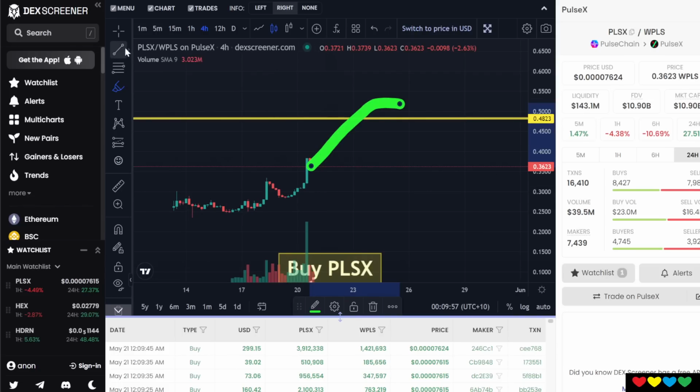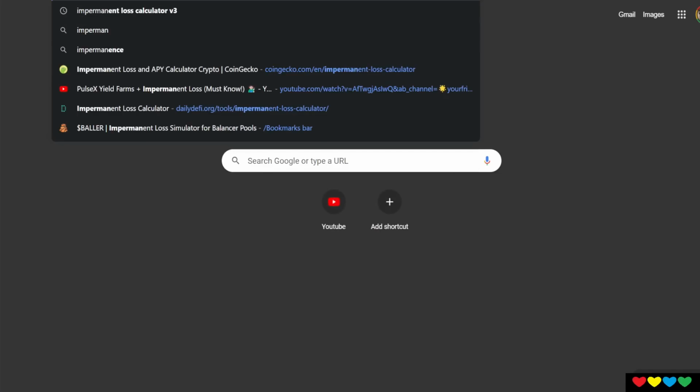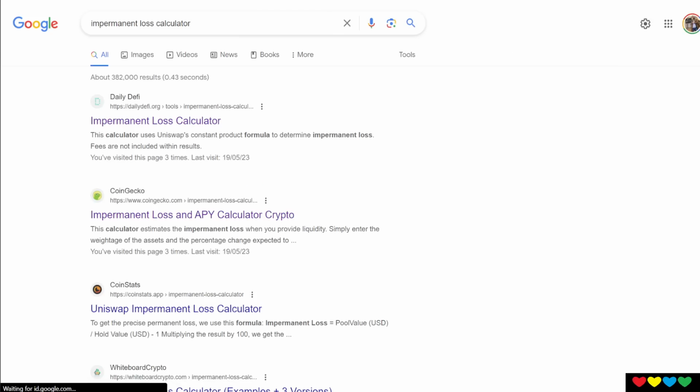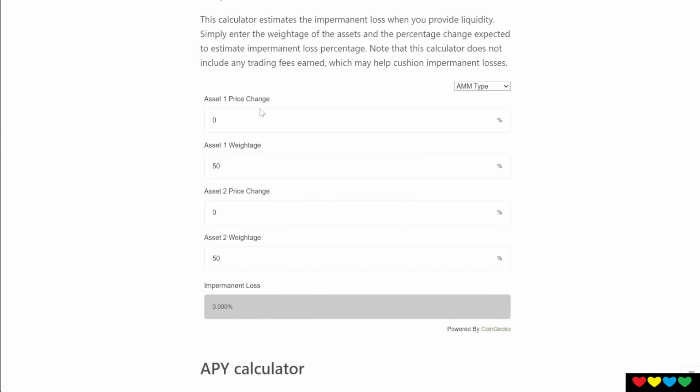Who cares? It's nothing. I'm going to show you how much you lose. Wow, 40% deviation. I'm going to type in impermanent loss calculator and calculate for you right now. Go to CoinGecko. We're doing this live. Do you remember that number, 40%? Look at this, okay? Let's say PulseX goes a 10x, and let's say Pulse does a 14x.